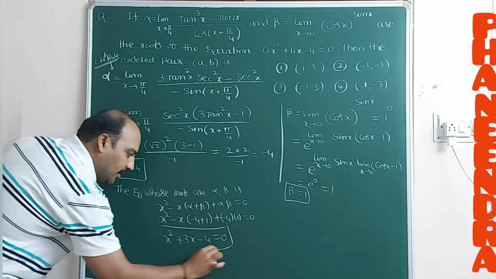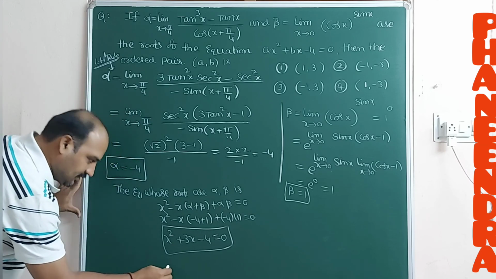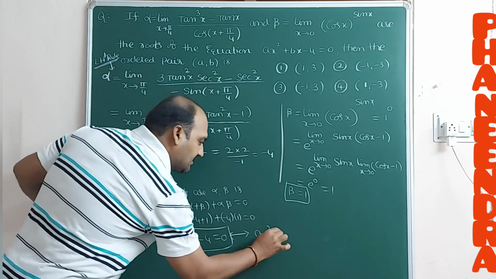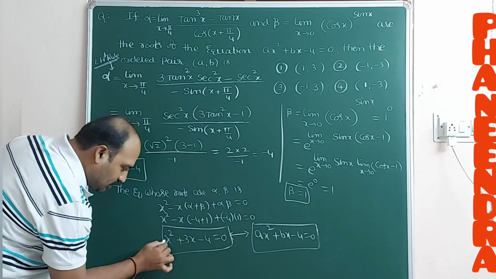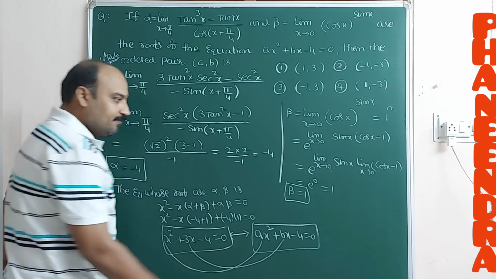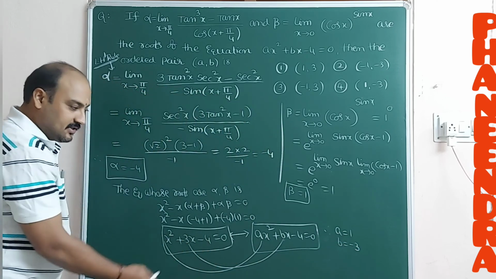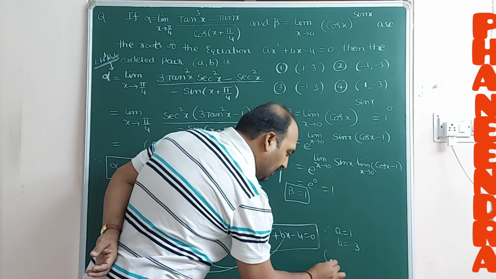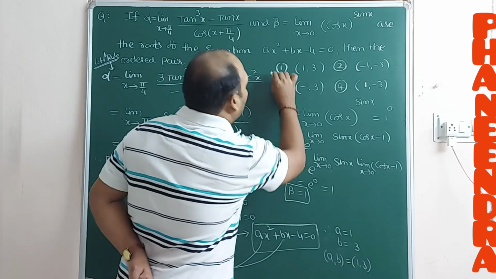This equation you have to equate with the given equation ax square plus bx minus 4. Comparing both the equations, their x square coefficients and x coefficients give the answer. So a is equal to 1, and b is equal to plus 3. So the ordered pair a comma b is equal to 1 comma 3, which is there in the first option.